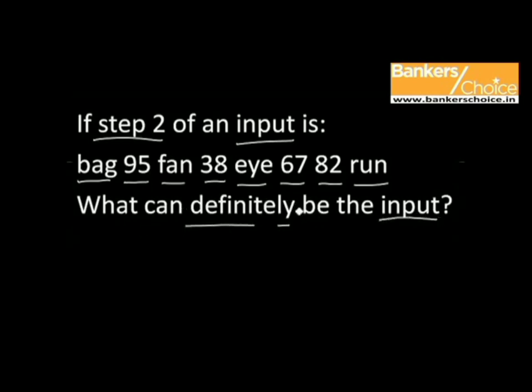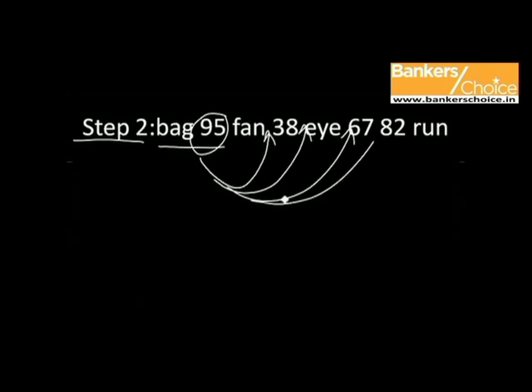I would like to drive your attention to the word definitely here. We are supposed to find out the definite input for the given step 2. As step 2 is given in the question, it is obvious that the first 2 places, that is bag and 95, are already in the correct position. If we try to understand the step 1 for this particular step 2, we can say that the number 95 was brought from some other place in step 1. Now that place could be after fan or after 38 or after I and so on.